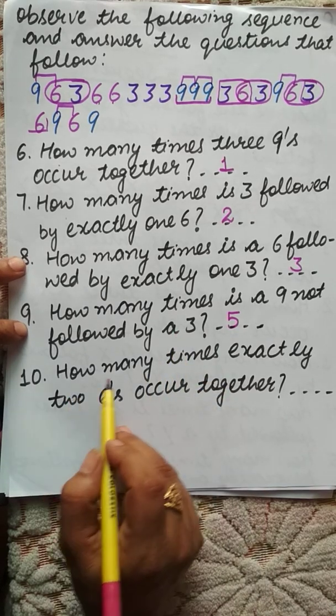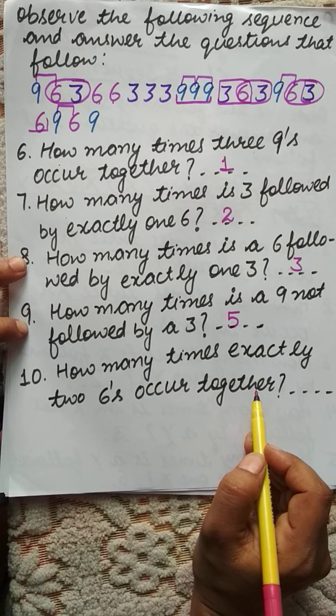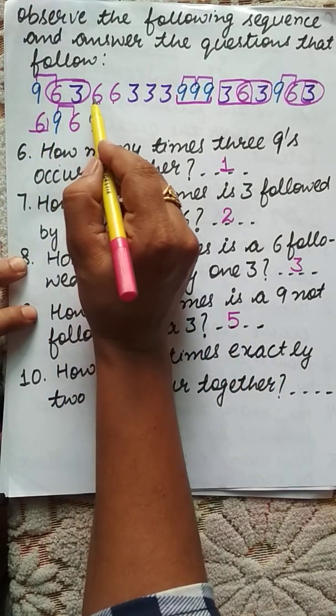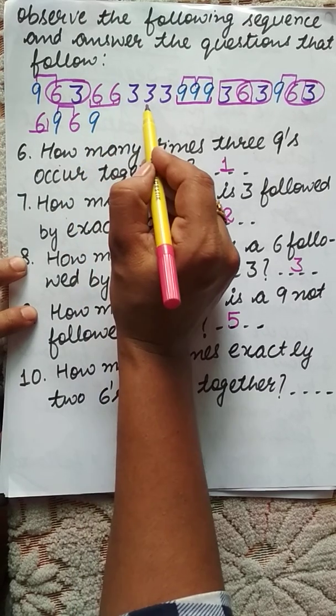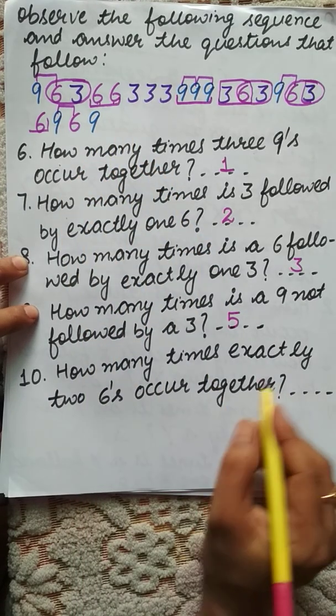Next question is, how many times do exactly 2 6s occur together? Again we will see from the sequence. Here, this is the first option. No other option is there. So the right answer is 1.